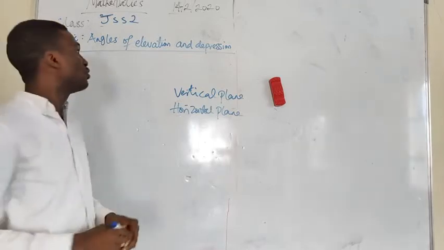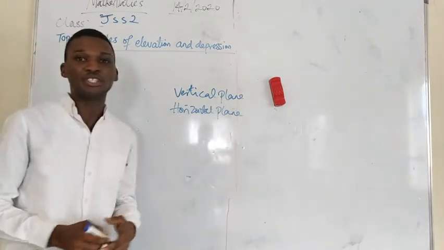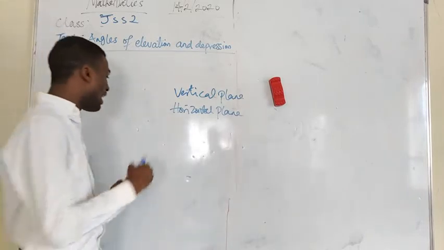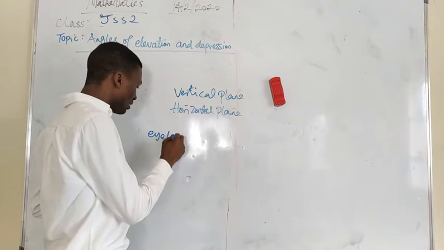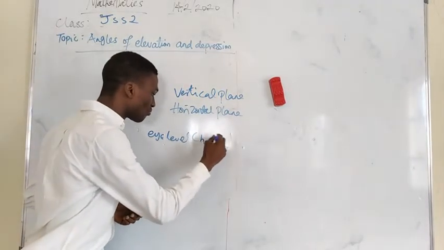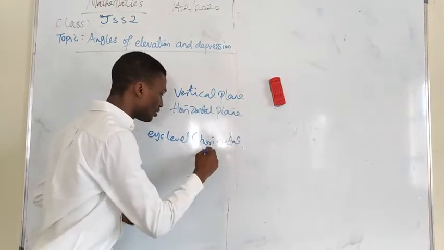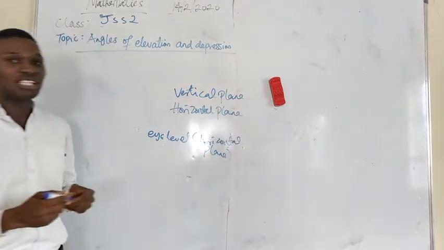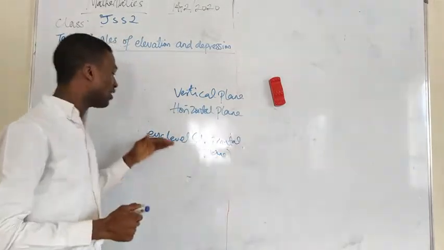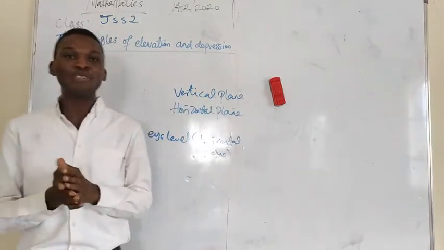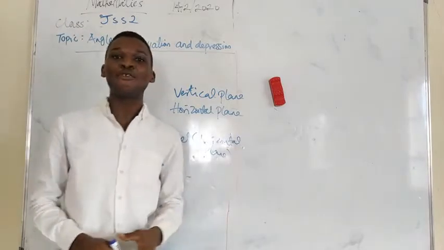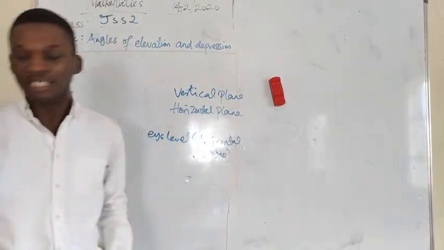Now we look at the angles of elevation and angles of depression. An angle of elevation is the angle formed between the normal eye level, which is called the horizontal plane, and the object above it. While the angle of depression is the angle formed between the normal eye level and the object beneath.